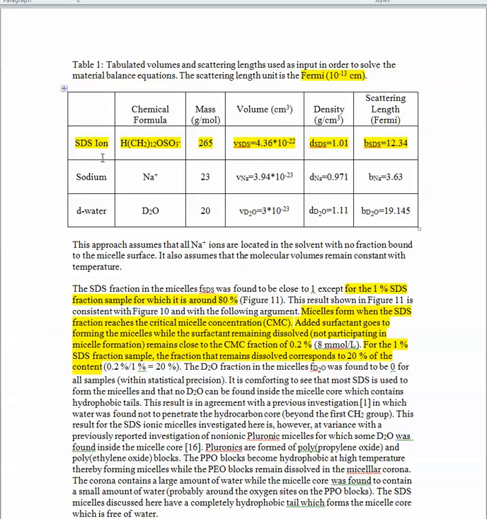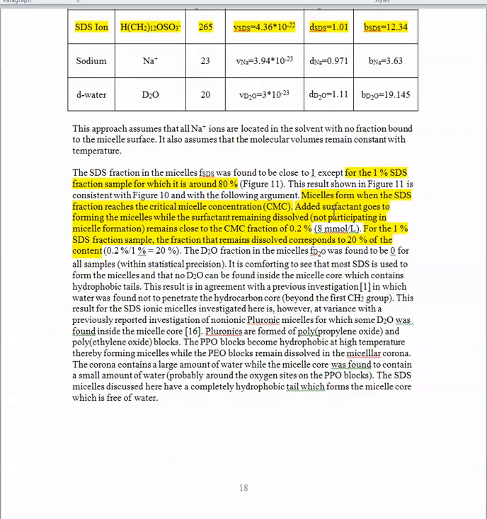So we need a lot of parameters in order to solve these material balance equations. But we got some good results. For example, the 1% STS volume fraction. We found that there's about 80% of the SDS inside the micelles. 20% remains outside.